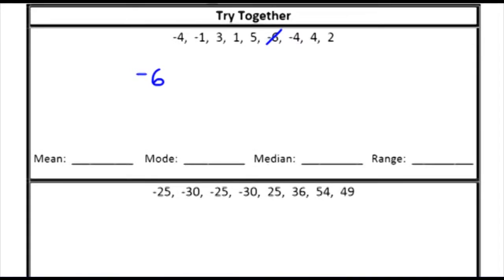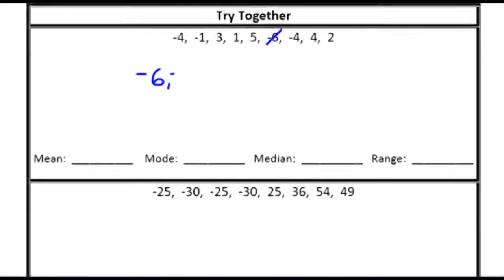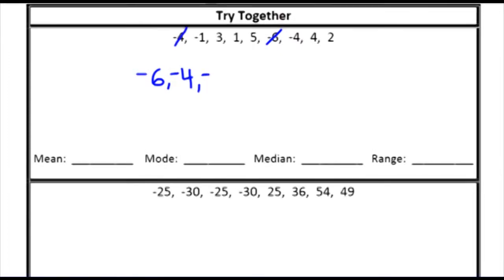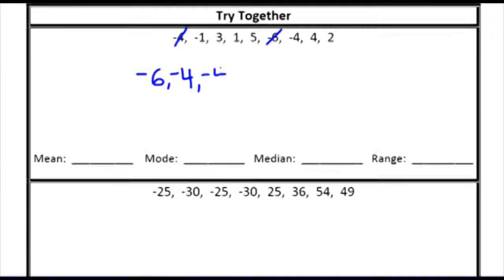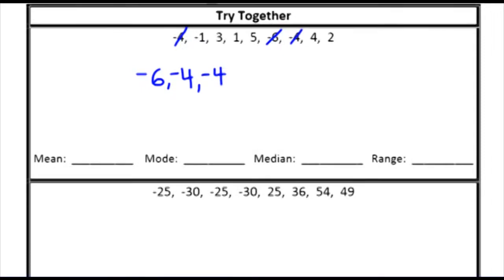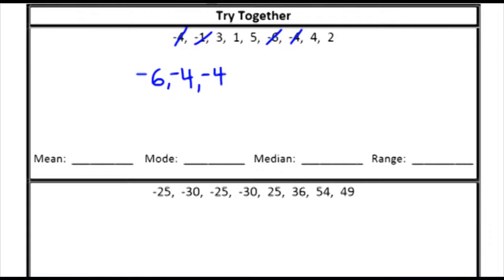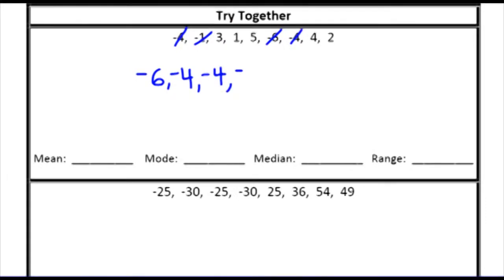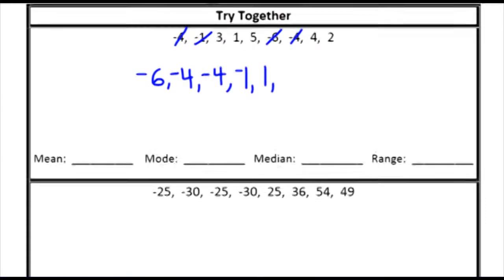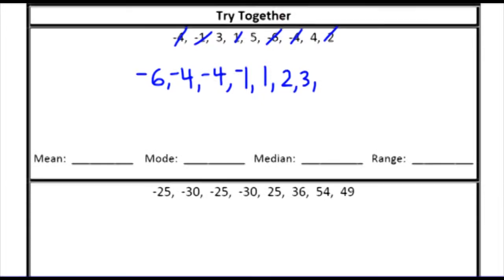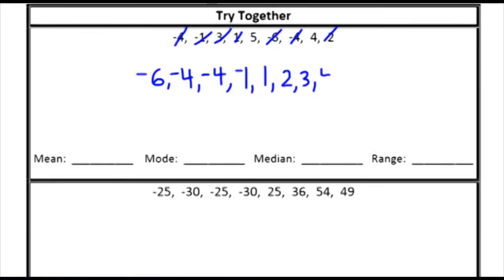So you have negative 6, negative 4, because it's next. It's the next biggest negative with the biggest absolute value. Negative 4, again, because there's 2. Now, be careful. Don't put the 4 with the negative 4. They're different values. Negative 1, positive 1. Positive 2. Positives are easy. 3. Cross them as you go so you don't leave any values behind.